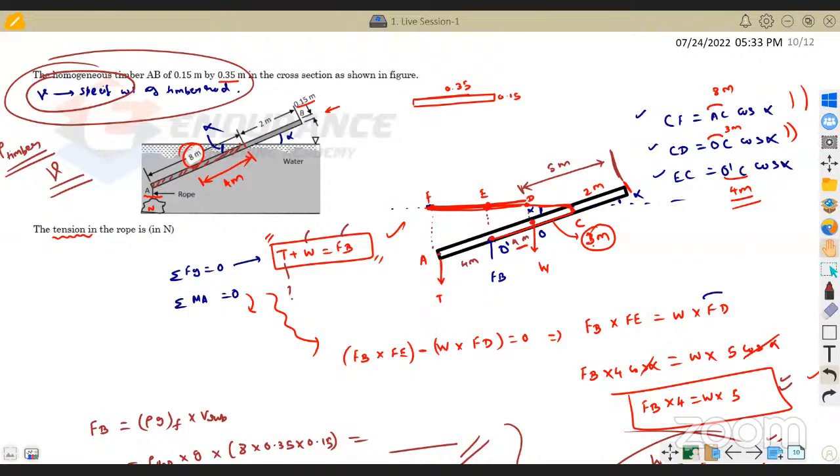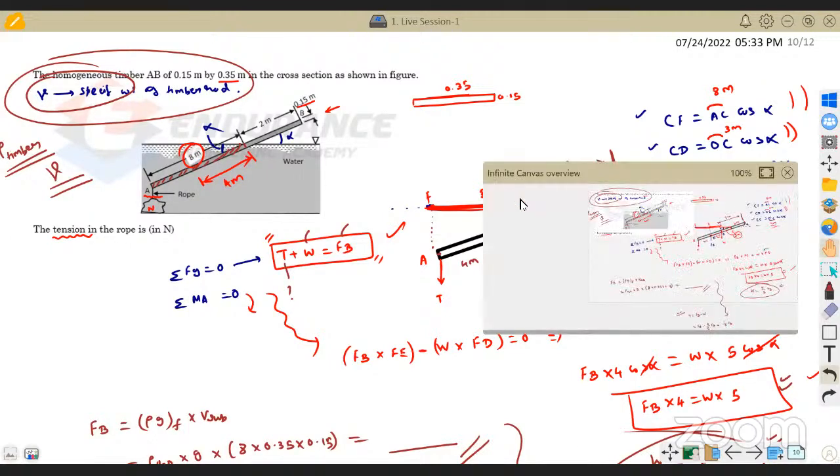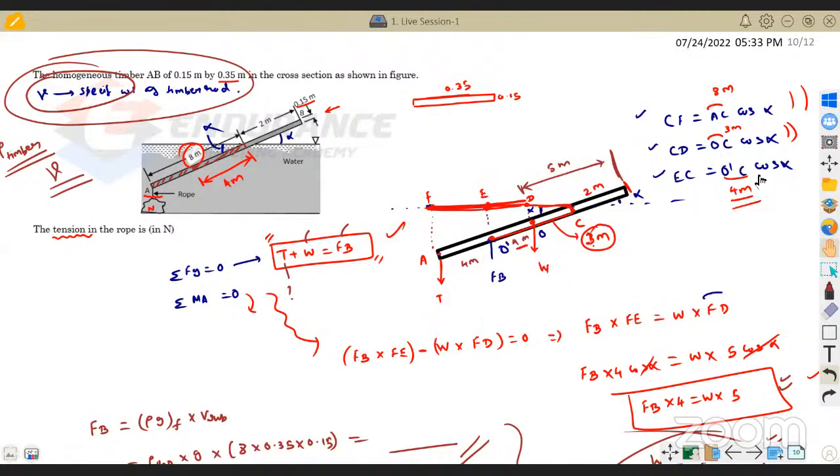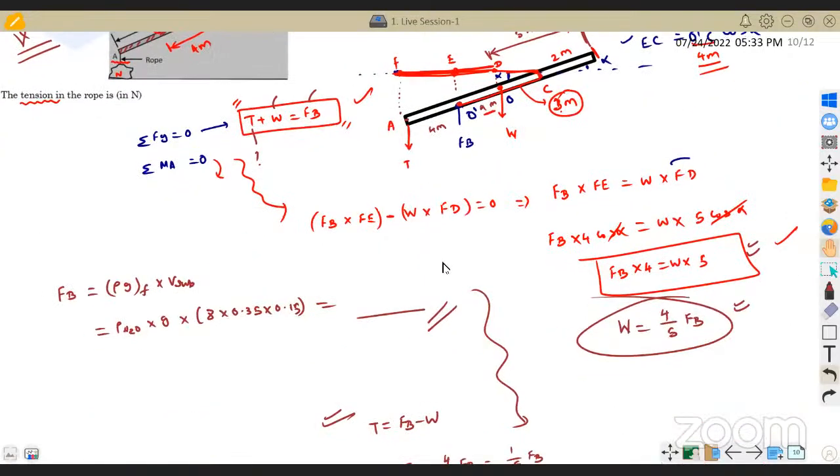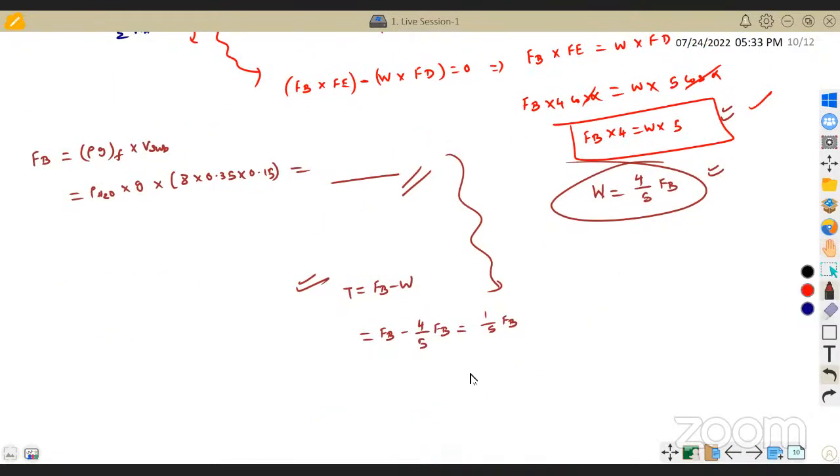Any doubts? If not, let's finally get the answer. No, sir. Okay, just get the final answer. What is my buoyancy force? I will give you the final answer. So buoyancy force, you calculate it and give me the answer at the end. Okay, so buoyancy force is 4120. Final answer is 824 Newton, that is 4120 by 5. That will give me the tension.